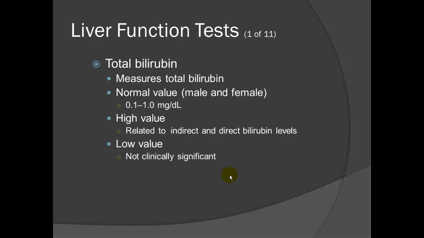Liver function studies, total bilirubin is the measure of total bilirubin. Bilirubin is a byproduct of blood production and blood. Whenever we remake blood that has hemolyzed, or we're trying to recycle parts of it, which the body does through the liver and the bone marrow, it reproduces more red blood cells, but a byproduct of this is going to be bilirubin, a byproduct of the heme. High value, related to indirect and direct bilirubin levels, means that we might have some liver failure going on. Low value is not clinically significant.